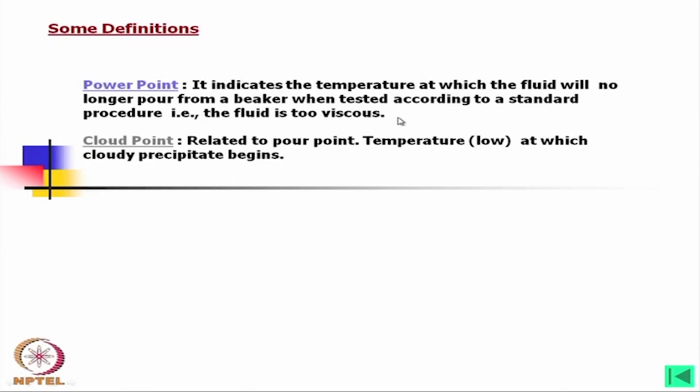Next, cloud point, related to pour point, the low temperature at which cloudy precipitate begins. This means this must be above pour point. Oil is being transferred from one beaker to another, but you will find there is some precipitation like a cloud, that is called cloud point. Basically, pour point and cloud point, these are temperatures.